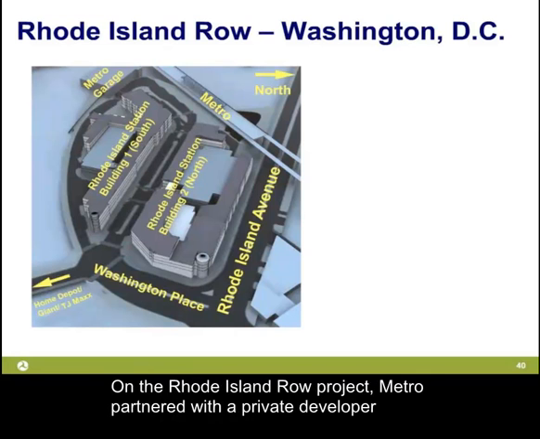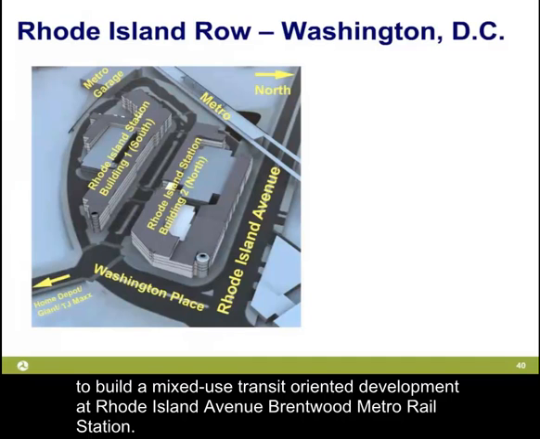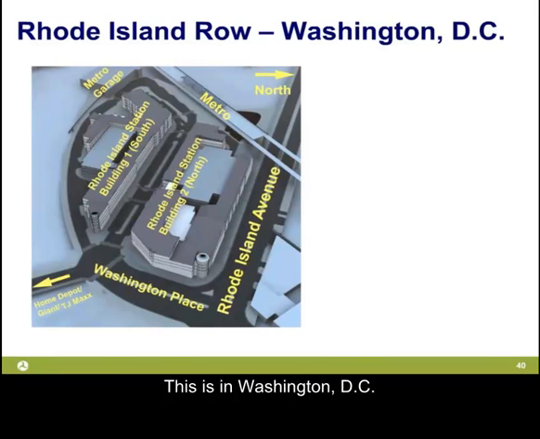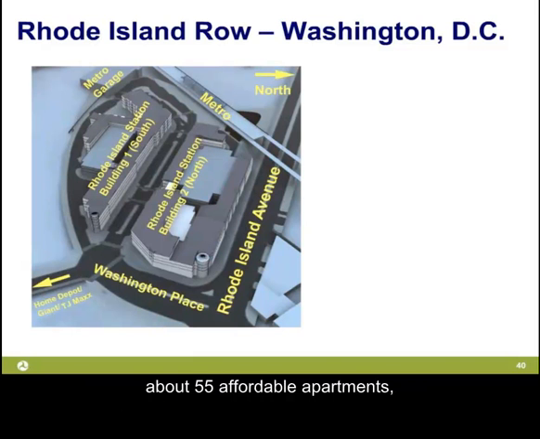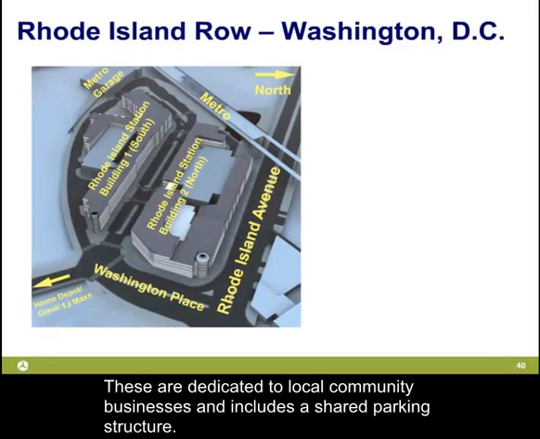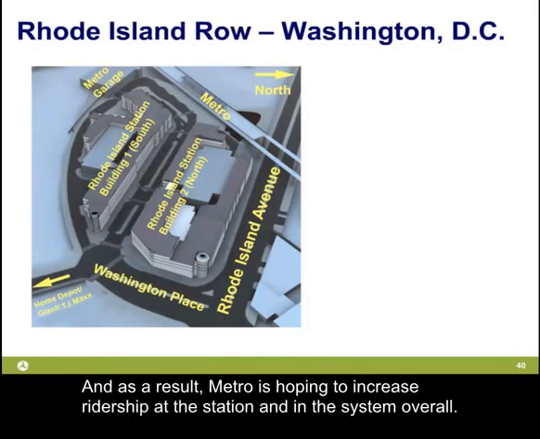On the Rhode Island Row project, Metro partnered with a private developer to build a mixed-use, transit-oriented development at Rhode Island Avenue's Brentwood Metro Rail Station. This is in Washington, D.C. The project includes building 275 Class A apartments, about 55 affordable apartments, retail, and other amenities on the property. These are dedicated to local community businesses and include a shared parking structure. As a result, Metro is hoping to increase ridership at the station and in the system overall.